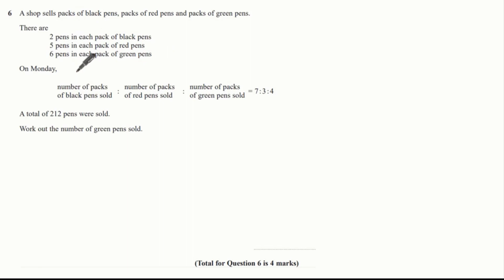Now on Monday, we know the number of packs of black pens sold to the number of packs of red pens sold to the number of packs of green pens sold was 7 to 3 to 4. Now we also know the total number of pens sold was 212. And we're asked to work out the number of green pens sold. Now it's important to notice the difference between the individual pens and the number of packs sold. So looking at the ratio, we know it's in the ratio of black to red to green.